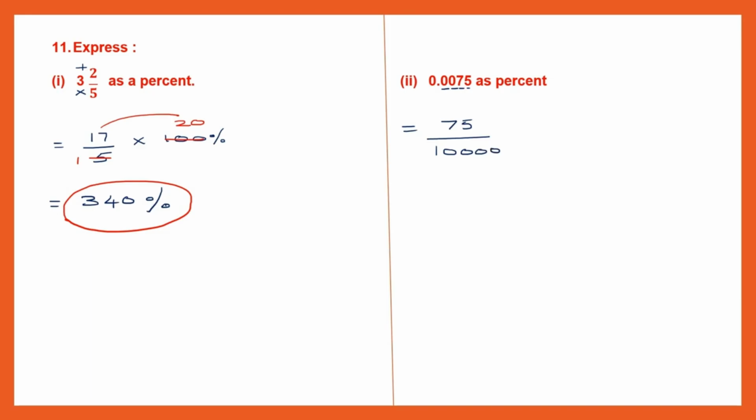Now we have to convert it to a percent, which means multiply by 100%. So let's cancel the zeros. 1, 2, here also 1 and 2. Then I can cancel 75 and 100. I can do it by 5. I can also do it by 25. 25 threes are 75 and 25 fours are 100. So what do I have here? 3 by 4. This is in the fraction form.